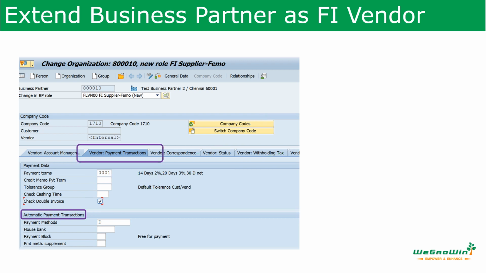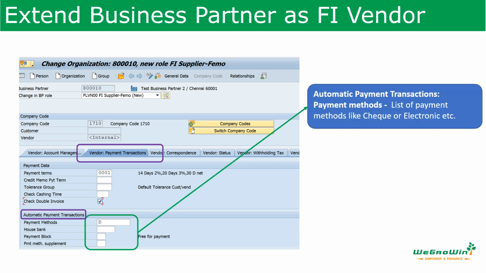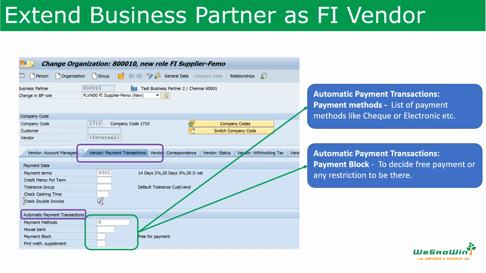In the same tab, scroll down to the next section, automatic payment transactions. Agreed payment methods captured in this field are used if no payment method was entered in the line item. If there is a need to block the payment to the vendor, the payment block field is used. There are other details like house bank, individual payment indicators, bill of exchange limit, etc. These are recommended to be explored further by listeners along with the accounting users.